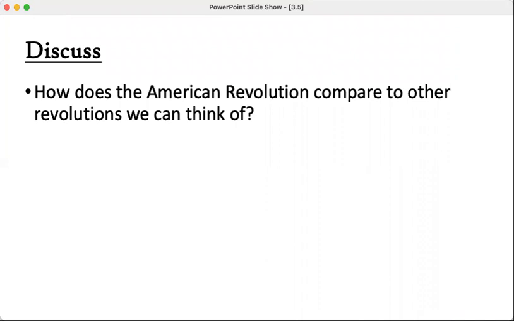So how does the American Revolution compare to any other revolutions you can think of? What other revolutions come to mind? You may think of the French Revolution or the Russian Revolution, maybe even the Mexican Revolution or the Haitian Revolution, the Chinese, right? You might think of other revolutions. What's one key difference between all of those and the American revolutions? It's going to be the bloodshed and the instability.